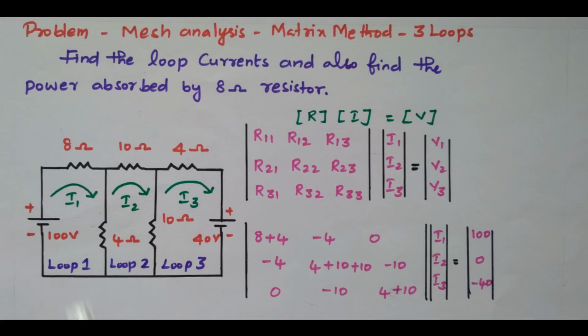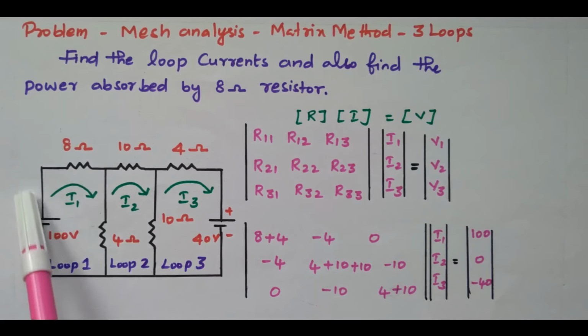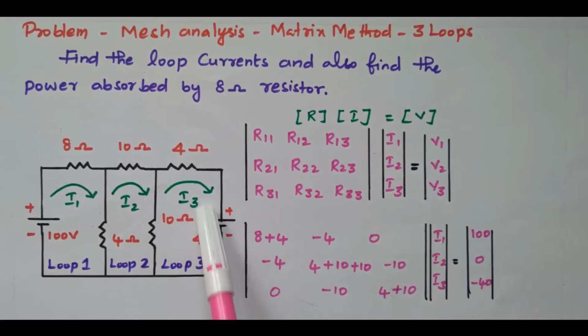Right? Here the current is flowing down to up, negative terminal to positive terminal, so the voltage is increasing, plus 100. But here the current is going downwards, positive terminal to negative terminal, so the voltage is decreasing, minus 40. Right? So now we have framed the voltage equation also.